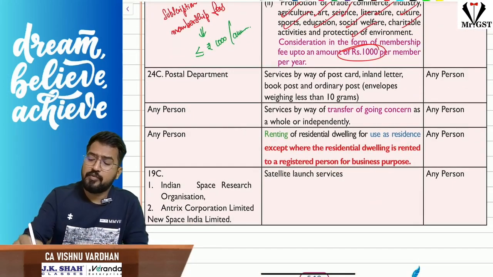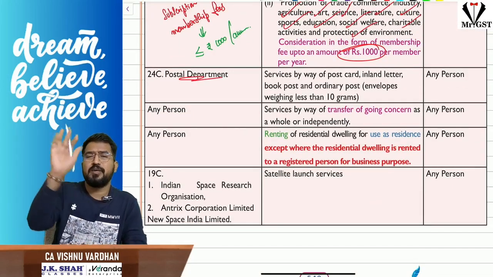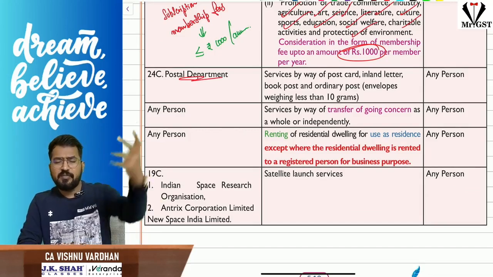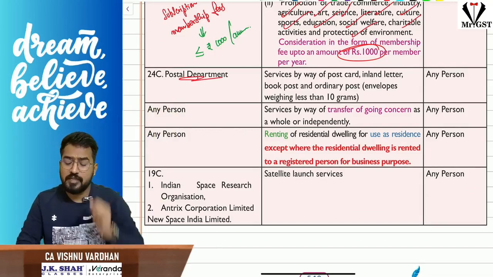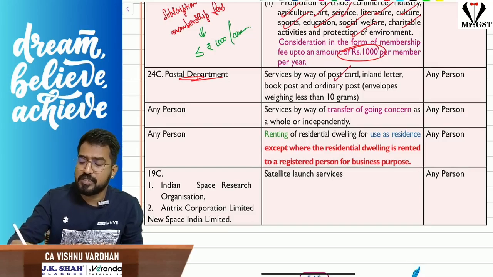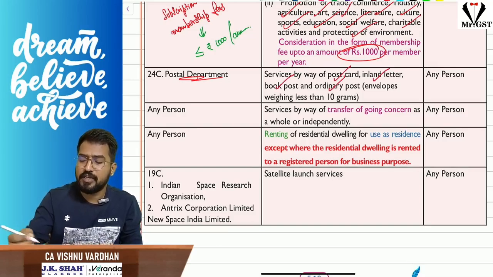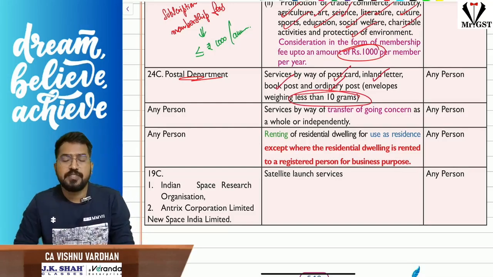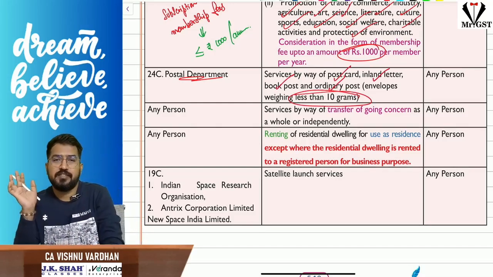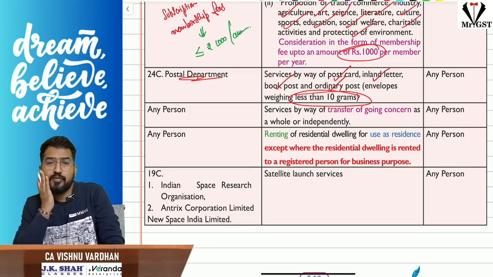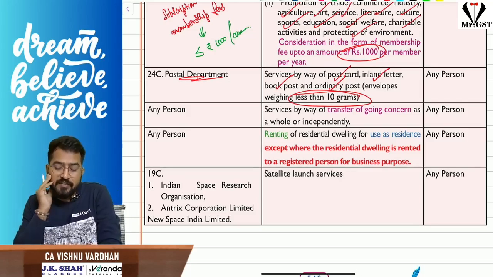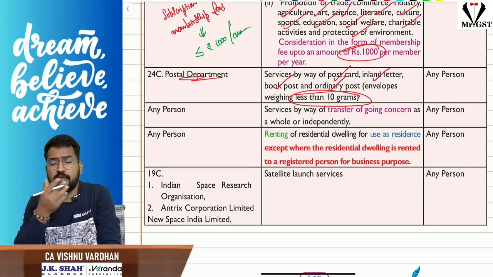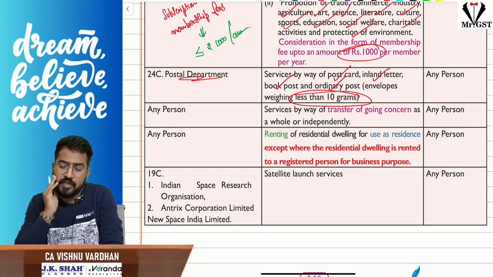Okay, and postal department services, if you understand, all the postal department services, speed post, express parcel post, life insurance agency, intermediary services, all these things are taxable. But if they are providing these services, postcard, inland letter, book post, ordinary post, where the weight is less than 10 grams, then it is exempt. Have you seen any time postcard, inland letter, book post, all that stuff? So if that is the case, that is only exempt under GST. Speed post, express parcel post, all that kind of thing are taxable.